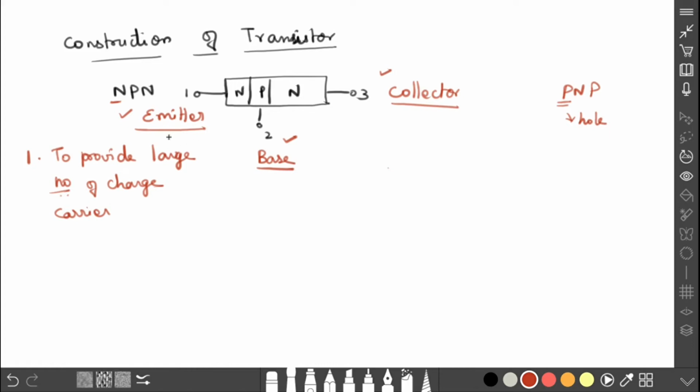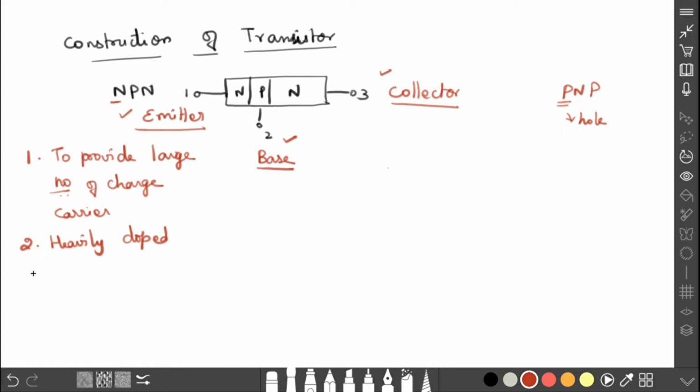The main fact is that it has to produce a large number of charge carriers, so it should be heavily doped. Then only it is possible. What is the meaning of doping? Doping means adding impurities to the semiconductor. To produce n-type semiconductor, we have to add pentavalent impurities like phosphorus, arsenic, antimony, bismuth, etc. Any one kind of pentavalent impurity is added heavily to produce this n-type emitter so that it will produce a large number of charge carriers. These are the two things you have to understand clearly about the emitter.